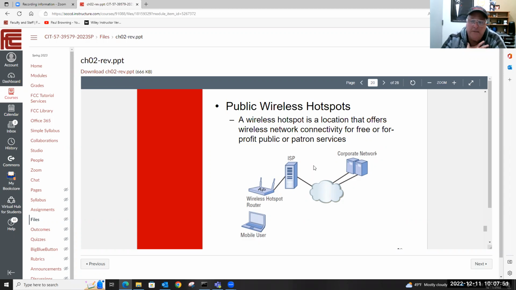So I'm always leery about using public wireless hotspots. I tend almost never to use them at all. I can't even remember the last time I used one. It's a big no-no in my brain about the hotspot unless I really know who secures it.